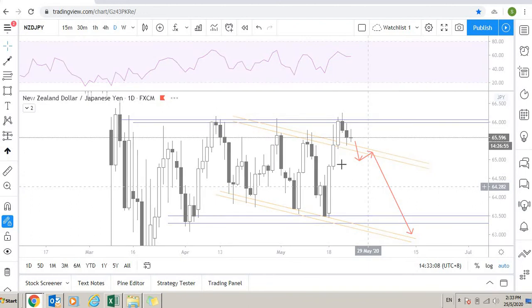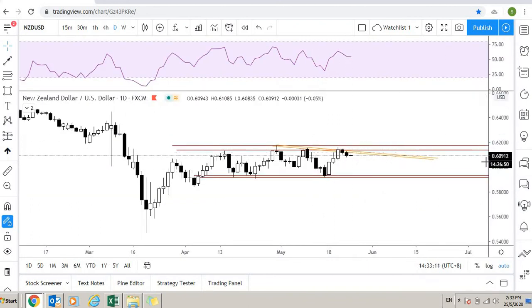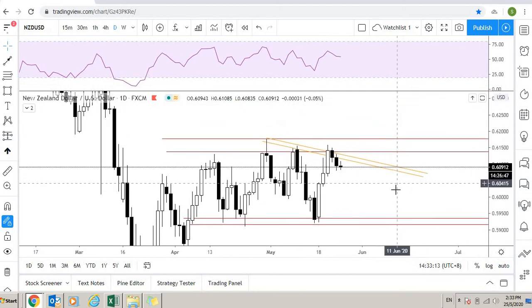The next will be New Zealand US. Actually, New Zealand USD has a different scenario.